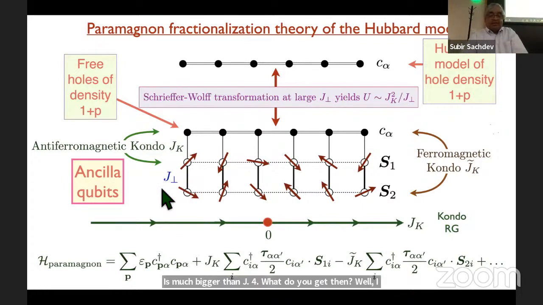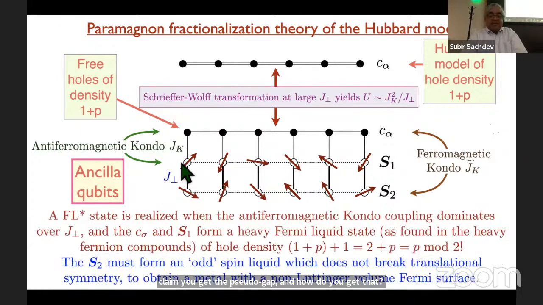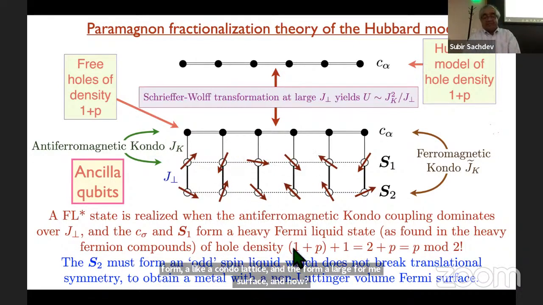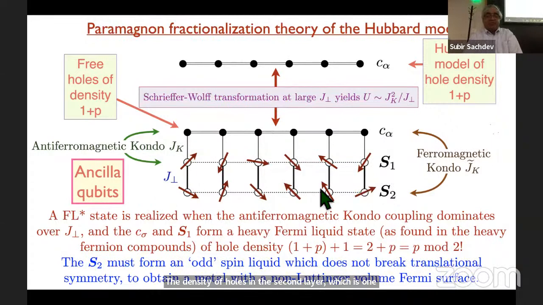And how do you get that? Well, what will happen then is that the top two layers will form a large Kondo lattice, and they'll form a large Fermi surface. And what is the size of the Fermi surface? Well, it's the density of holes in the top layer, which is 1 plus p, the density of holes in the second layer, which is 1, which is 2 plus p, which is just p mod 2. And this bottom layer we leave over to form a spin liquid.